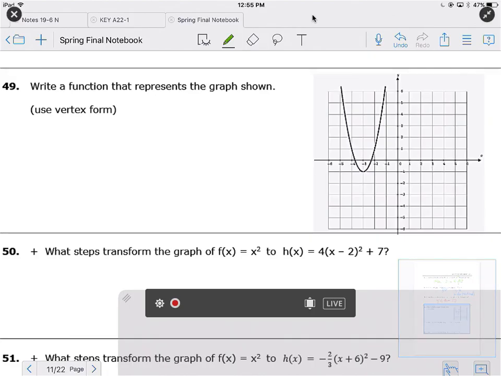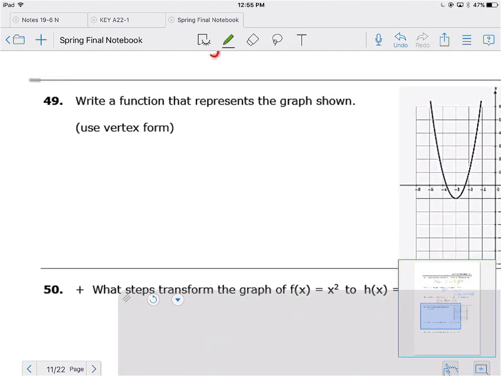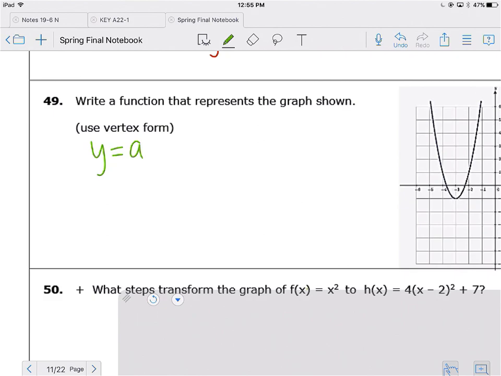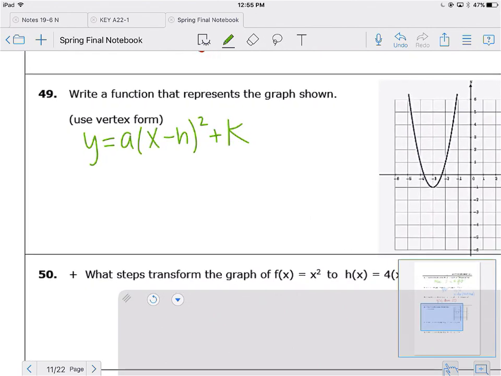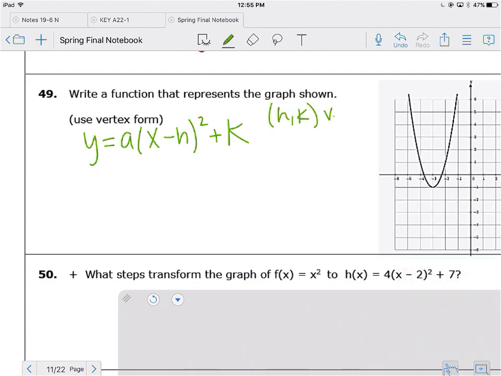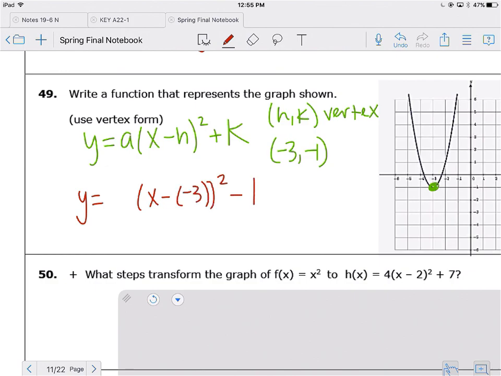49 asks us to write a function in vertex form for the graph shown. So vertex form is a(x minus h) squared plus k. That's our normal vertex form, where h comma k is the vertex. So my vertex is here at -3, -1. So I'm going to plug that in. x minus -3, minus 1. Now we know that minus minus is plus.